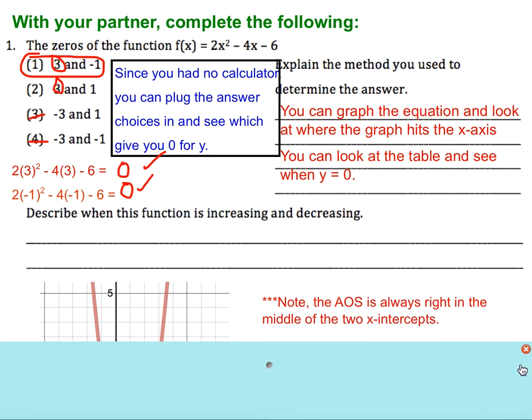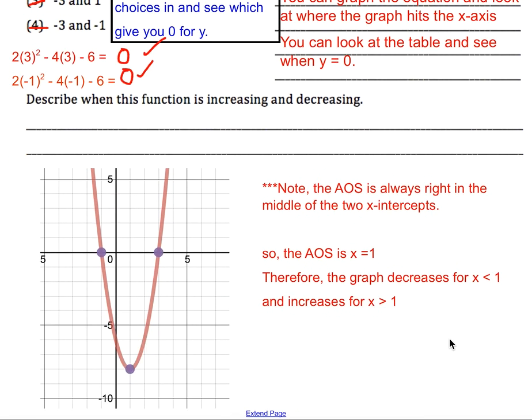Okay, so let's look at this graph and see what's going on. Okay, so this is the graph you would get. You could see it is hitting at -1 and +3. And that would be your answers. Those are the zeros or the roots.